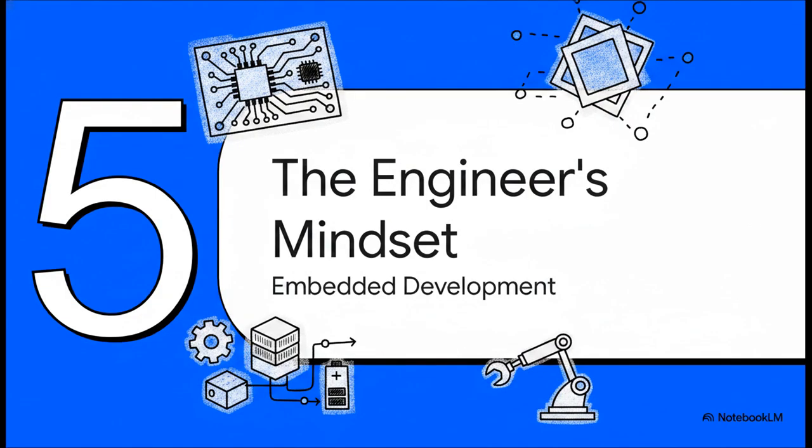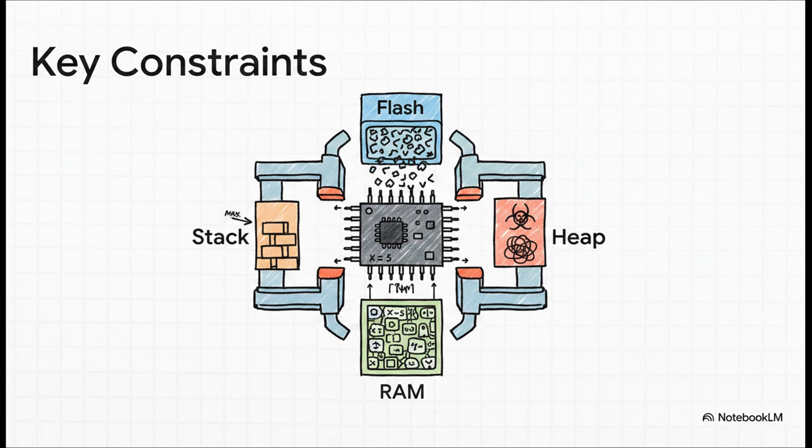So, what does this all mean for us? It means that developing for an embedded system requires a completely different mindset than, say, developing for a PC. You're not just writing algorithms in a vacuum. You are actively managing finite physical resources. You are always working within strict constraints.